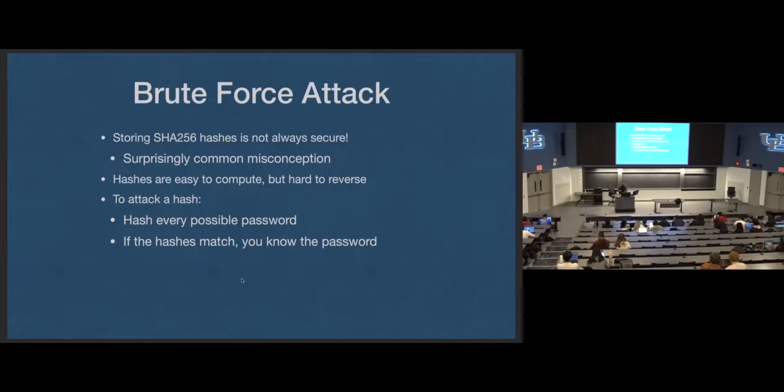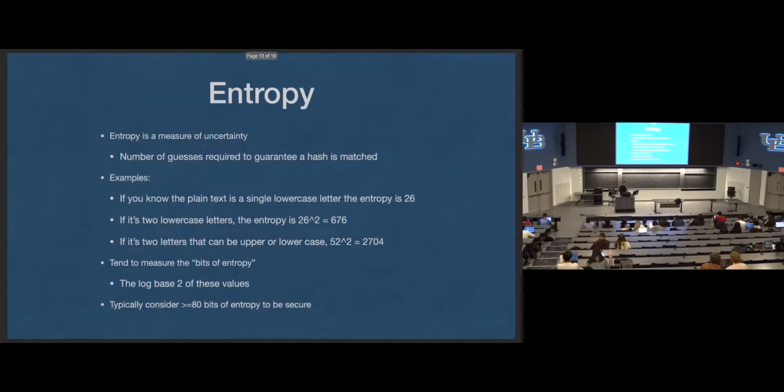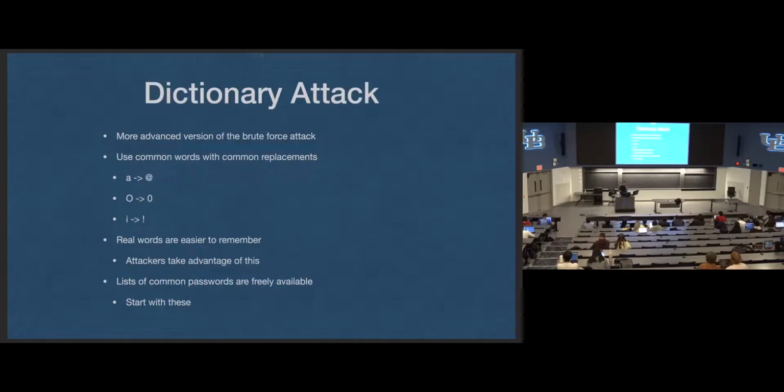And since SHA-256 is nice and fast, I can make a lot of attempts per second. Especially if I have a nice, powerful GPU, I'm going to make lots and lots of attempts per second. Even worse than that, since I segued into it, I'm going to do this slide first. Even worse than that is dictionary attacks.